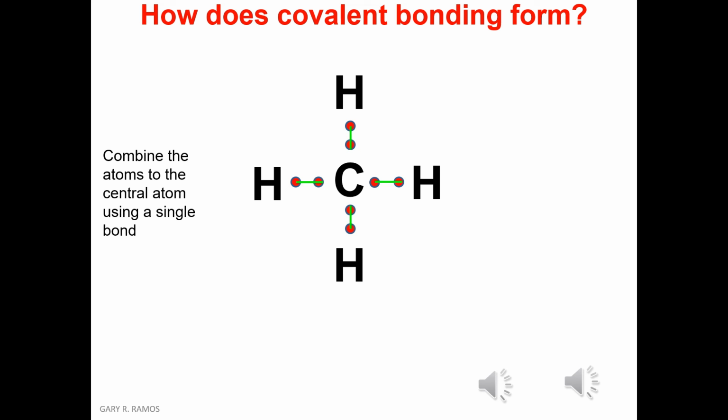Following the octet rule, the 5 atoms are said to be stable. The 4 hydrogen atoms are stable because they have 2 valence electrons, while the carbon has 8 valence electrons.